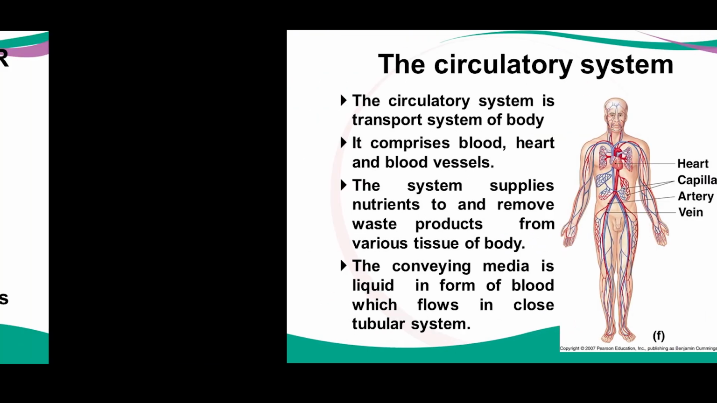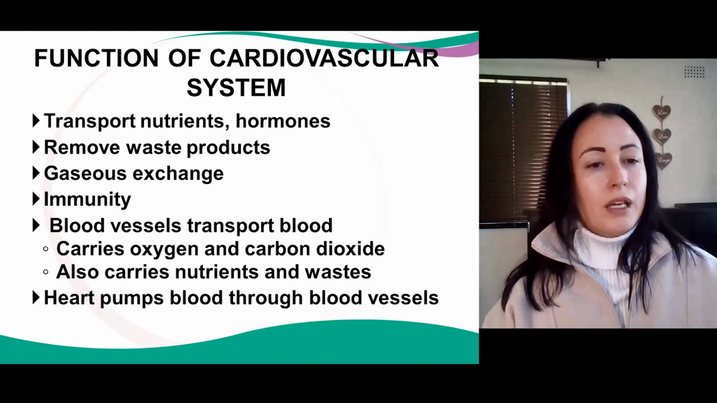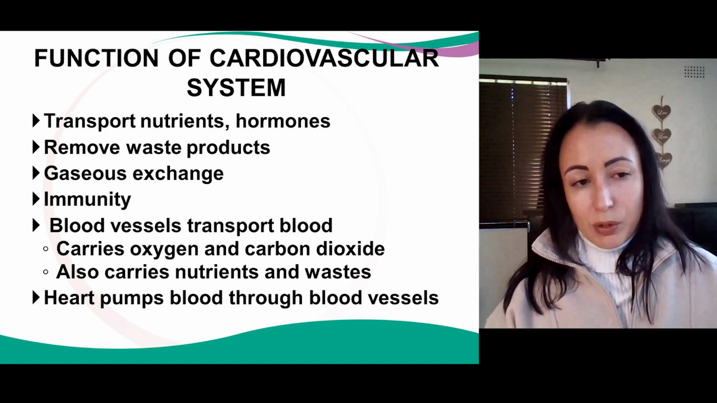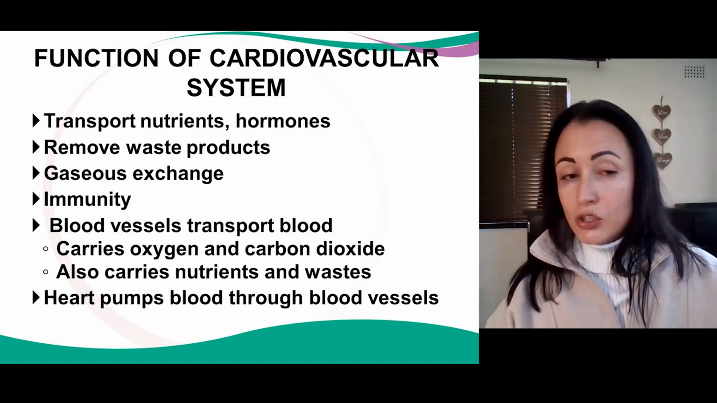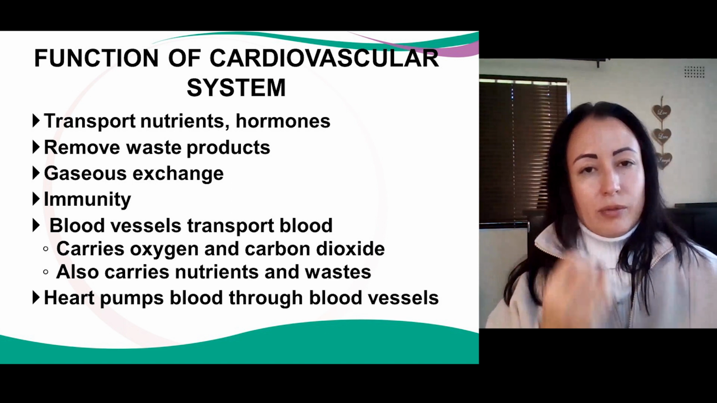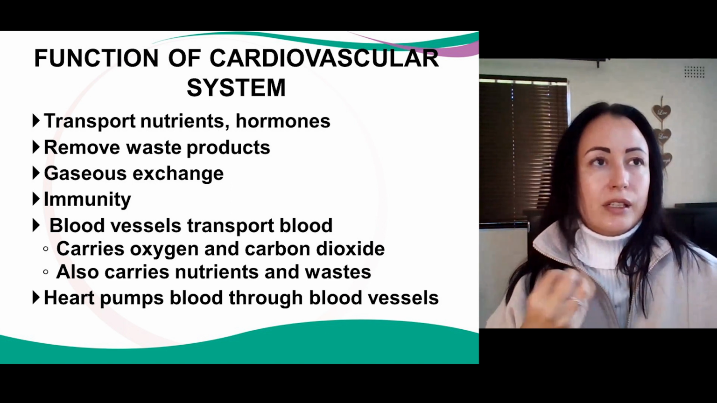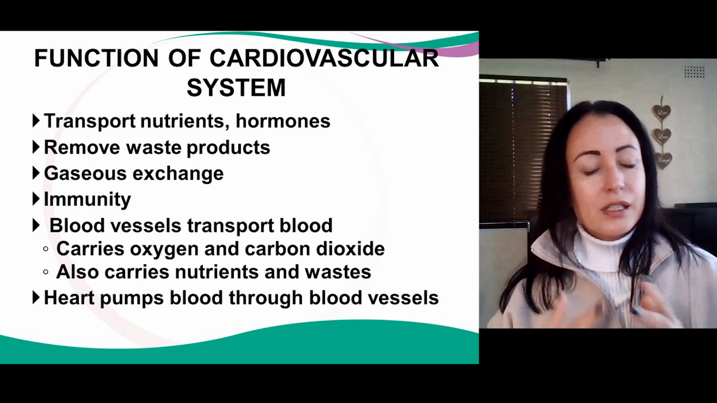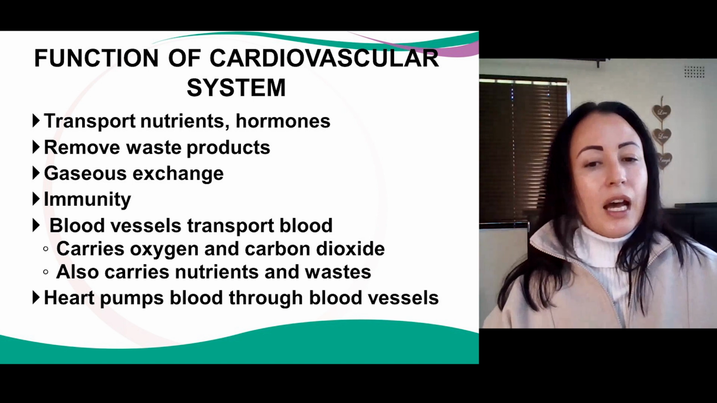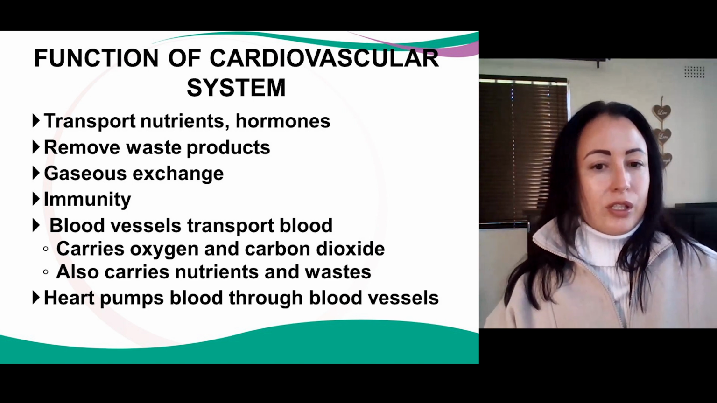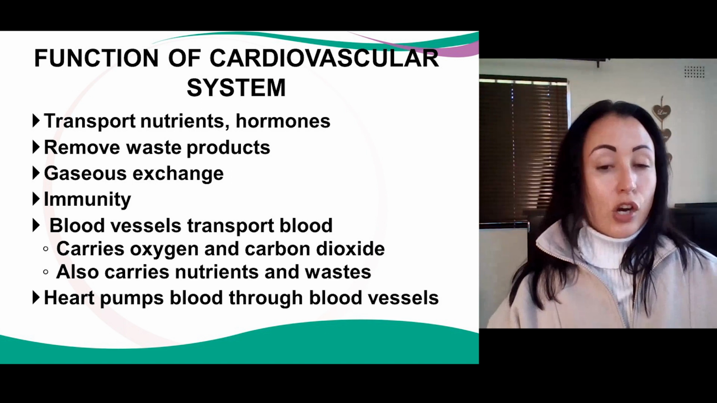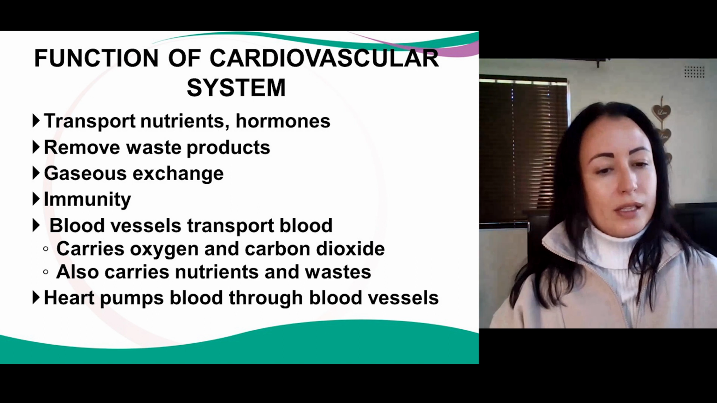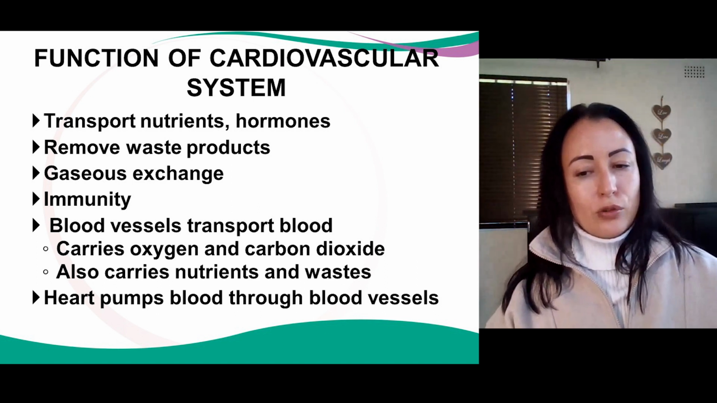So the function of the cardiovascular or the circulatory system is to transport nutrients and hormones and to remove waste products, for gaseous exchange, and for immunity, as the different blood cells carry the different immune cells, and that's also a little bit more in a different system that we'll go into in detail. And then mainly blood vessels transport blood. So it carries oxygen and carbon dioxide, and also nutrients and waste. And then the heart pumps the blood through the blood vessels.